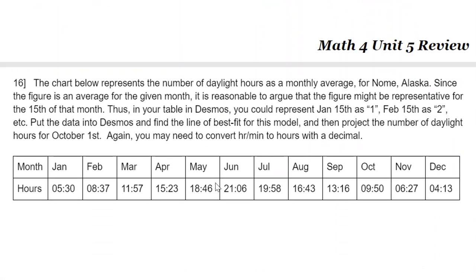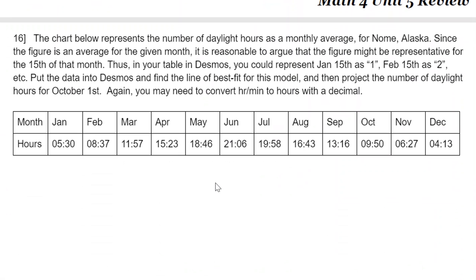Now let's look at the other one. Daylight hours in Nome, Alaska. I actually Googled this. And this represents how many hours and minutes they have of daylight hours on the average during the month. Now, if you think about it, if this is the average for the entire month, then it's a reasonable guess that this might have been the actual time for the 15th of the month. So if I register my X as 1 for January 15th and 2 for February 15th and so on, then what I'm doing is I'm putting this on the curve where the 15th of the month falls on 1 and 2 and 3 and 4.